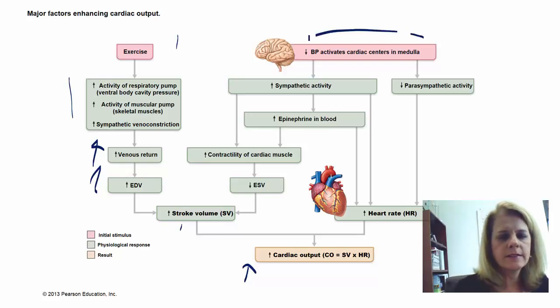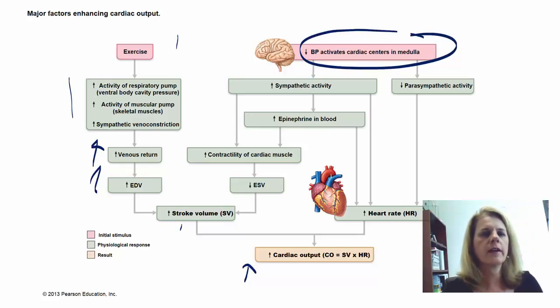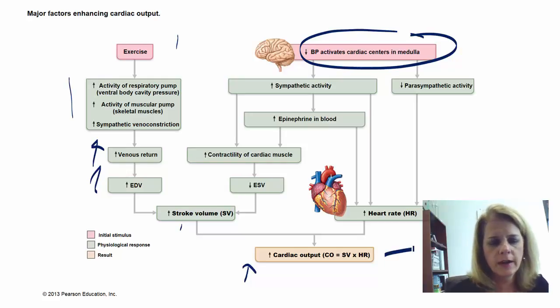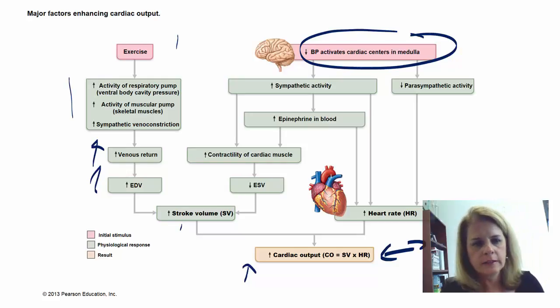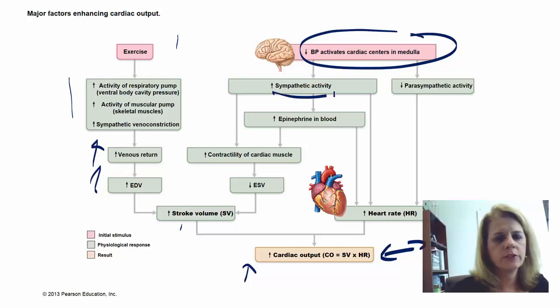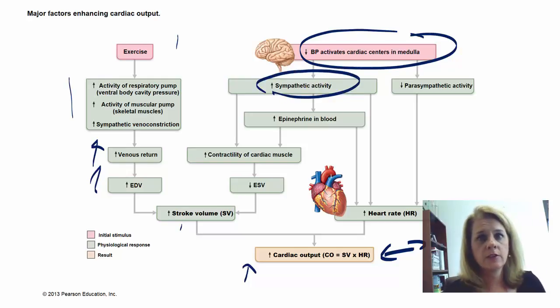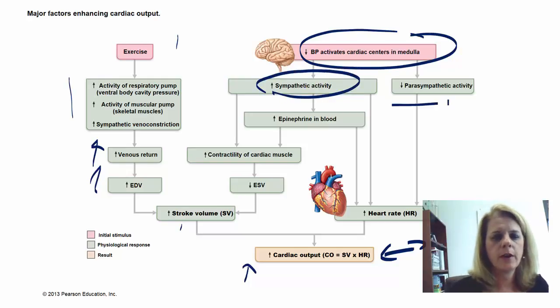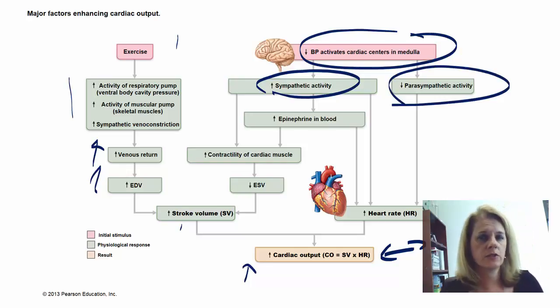If you have a decrease in blood pressure, how can that affect cardiac output? Again, this is just review, because when I talk about cardiac output, I want you to realize how cardiac output and blood pressure are related. So if blood pressure's decreasing, what can happen? Well, your sympathetic nervous system can kick in to try to increase it. Your parasympathetic nervous system will kind of shut down to let your sympathetic nervous system take over.